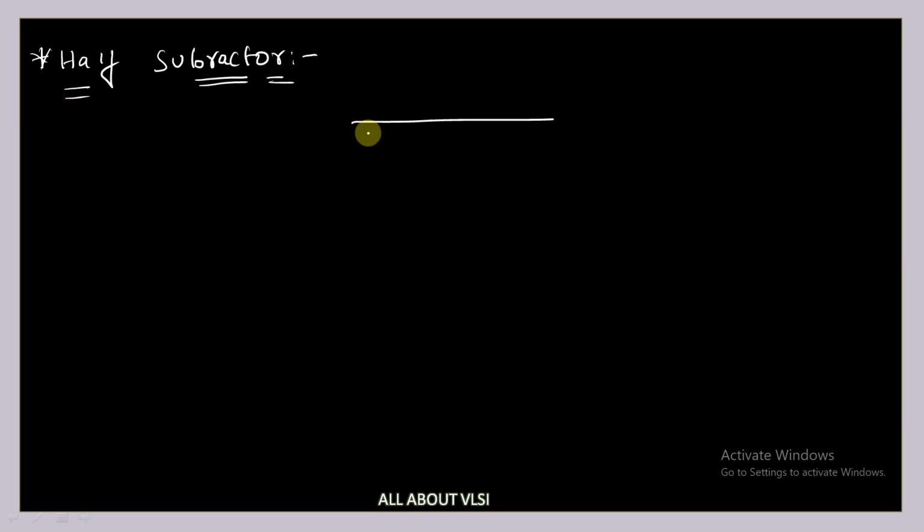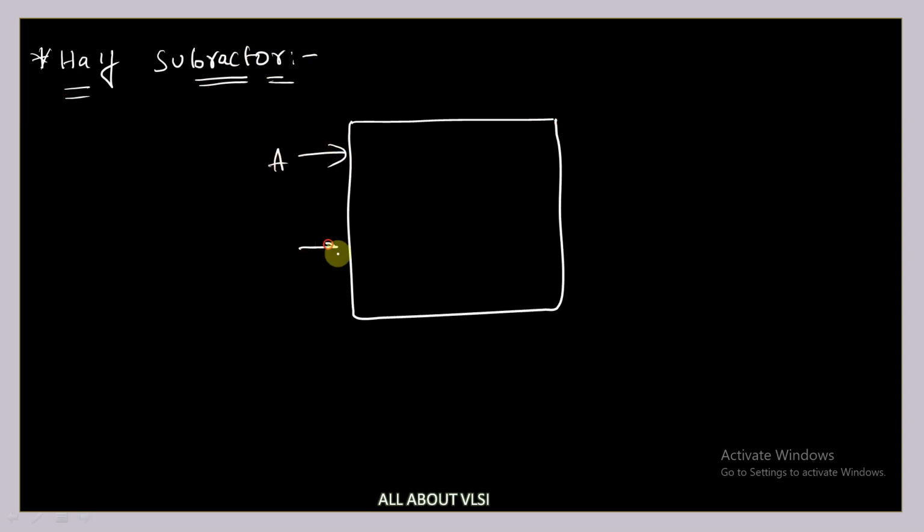So let me first draw the block diagram of this half subtractor, which has only two inputs A and B, and it has two outputs. One is difference and another is borrow. Okay. So this is our half subtractor. Now coming to the truth table of this half subtractor. So these are our inputs A, B, difference and borrow.